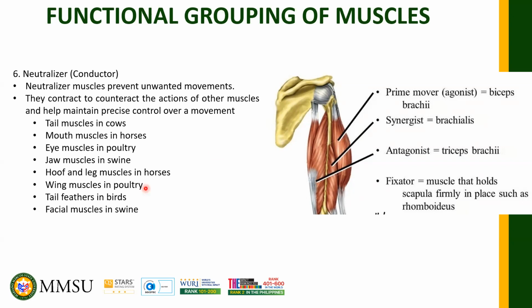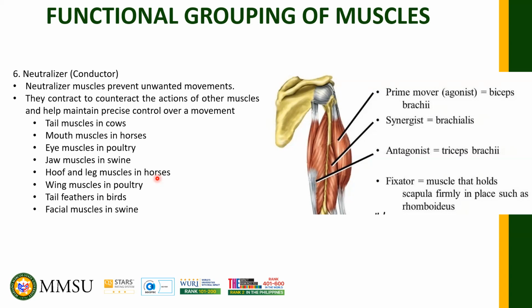Okay? Then we have another one, the hoof and leg muscles in horses. Usually yung mga horses kasi natin, they usually rely on precise na leg movements for activities nila. Like for example, in terms of walking, in terms of running, racing, mga ganun. So yung mga neutralizer muscles around the hoof and leg areas ng horses natin, it could prevent unwanted or excessive na movements. Okay?